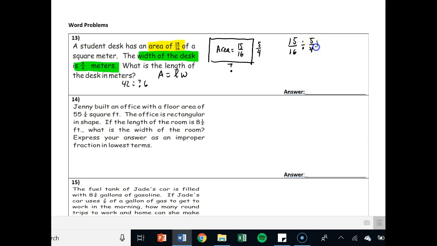Right? So I flip my second fraction, and I get 15 over 16 times 4 over 5, and I look to cross cancel. I can divide both 16 and 4 by 4. 16 divided by 4 is 4, 4 divided by 4 is 1. I can divide both 15 and 5 by 5. 15 divided by 5 is 3, 5 divided by 5 is 1. When I multiply straight across, I get 3 times 1 is 3, 4 times 1 is 4. So I get 3/4, and make sure you put your unit, meters.